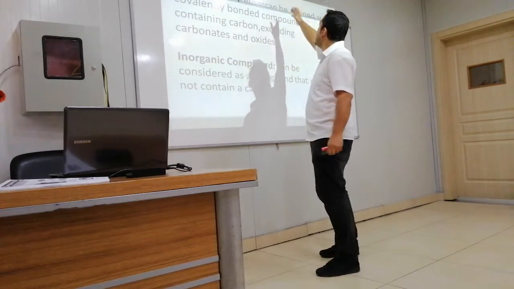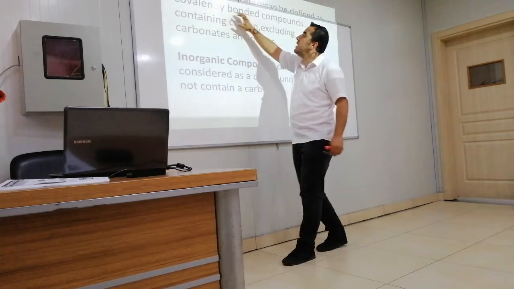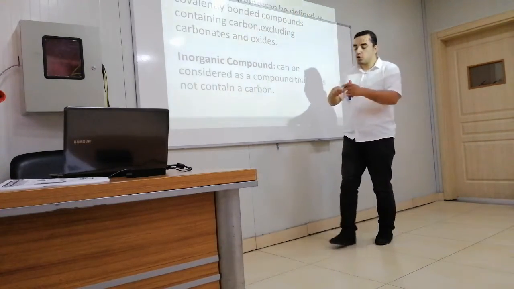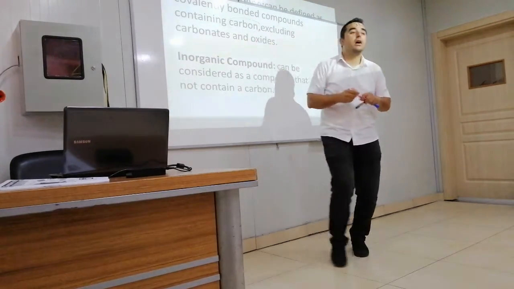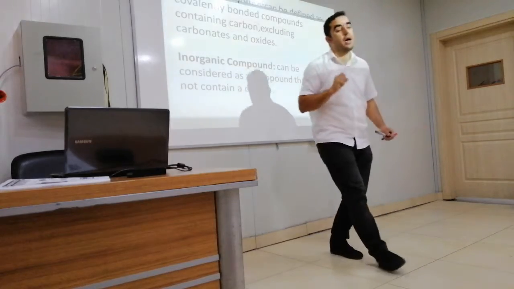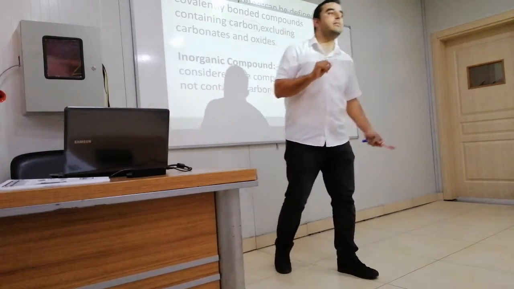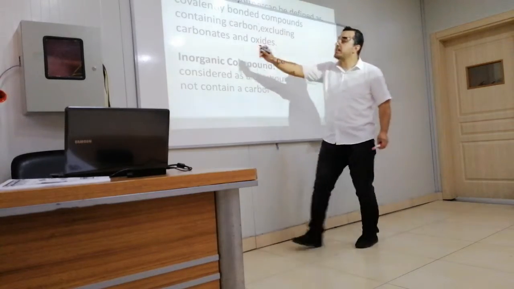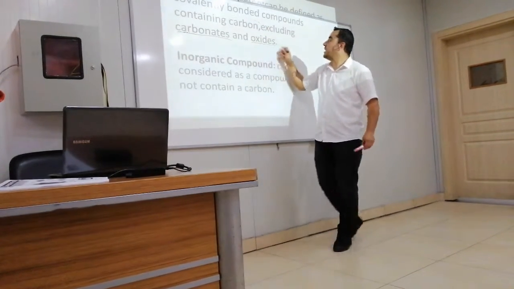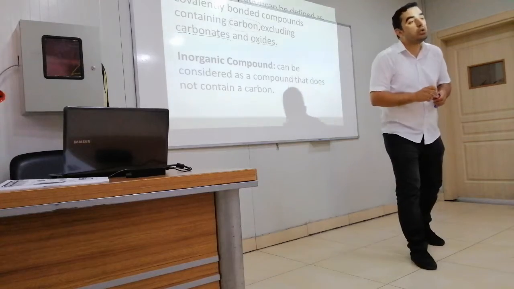Organic compounds can be defined as covalently bonded compounds containing carbon. This is the key. The key is carbon. If you see carbon in the compound, you can say organic, but there are some exceptions. If it contains carbonate or oxide, we cannot call that organic.